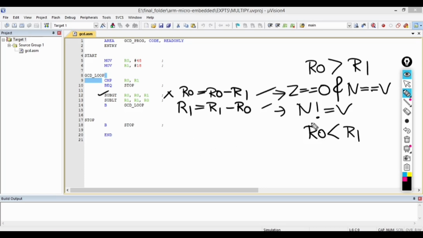So this is the logic that we notice here. And what do we mean by N not equal to V? The negative flag should not be equal to the overflow flag. Only in that particular case, this subtraction will occur. Once either of these operations is carried out, a branch happens back to the loop, and this loop continues until both R0 and R1 are stored with the same value. Once it becomes equal, we branch to stop, which is an infinite loop. And here is an assembler directive which indicates the end of the source file.